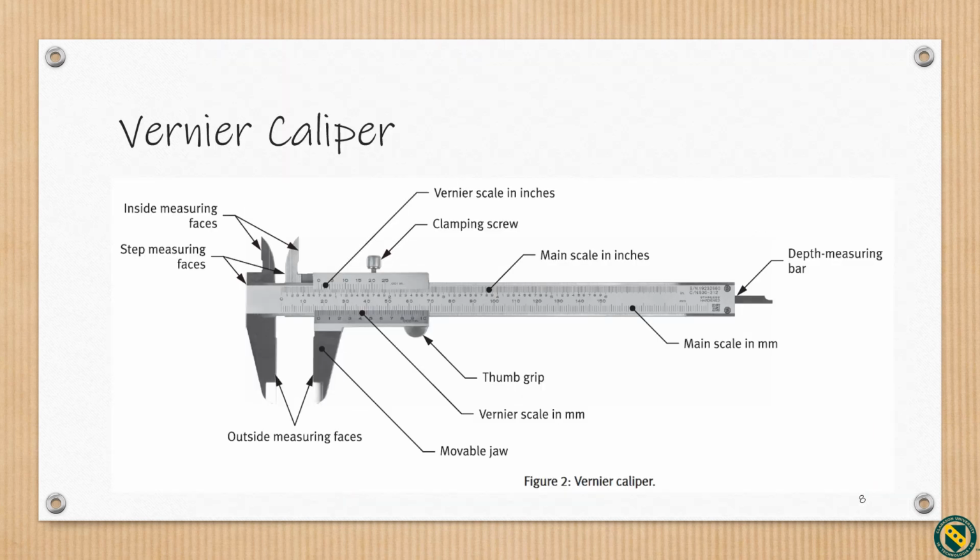Here we see a vernier caliper used for precision measurements. The caliper has a movable jaw and a vernier scale in millimeters and inches. As the jaw opens and closes, it touches the part, and depending on the measurement, we use outside, inside, or step faces. The caliper includes a depth measuring bar, a thumb grip, and a clamping screw.